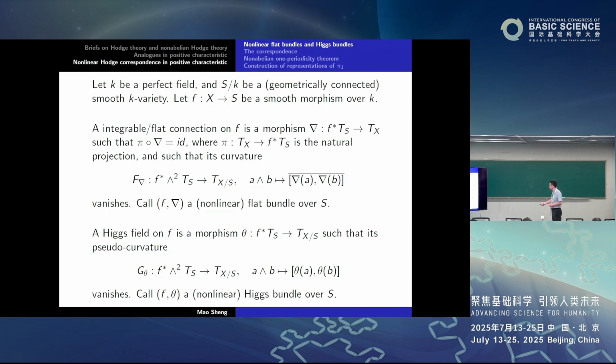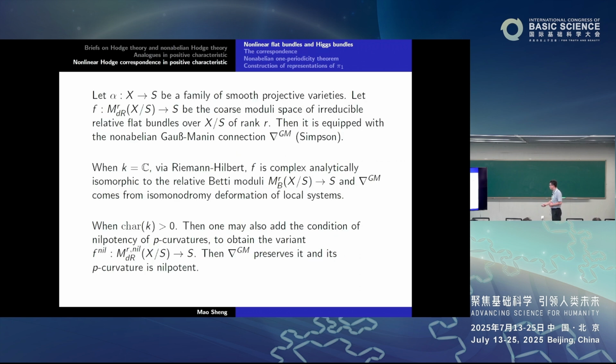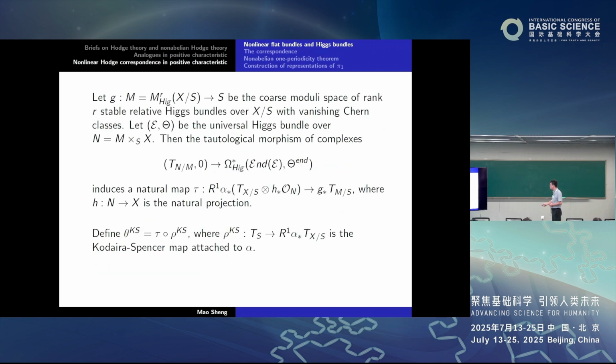Wait, move. Oh, it's frozen. Why? Oh, it moved. Wait.